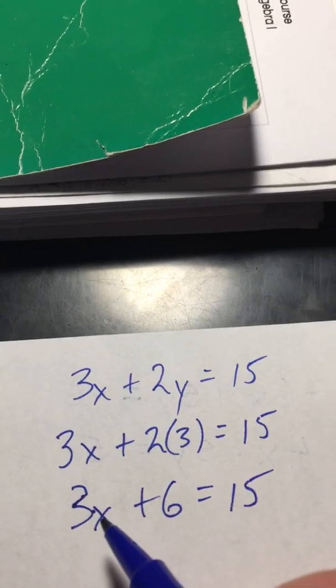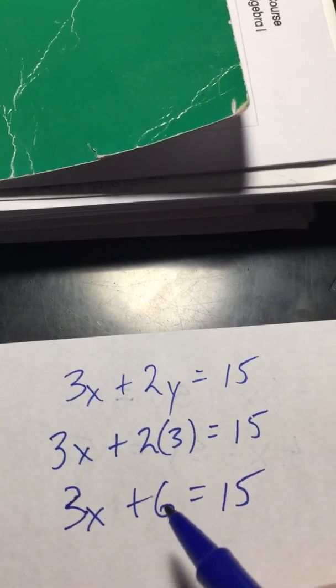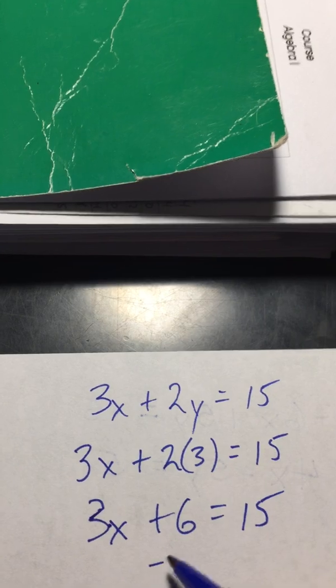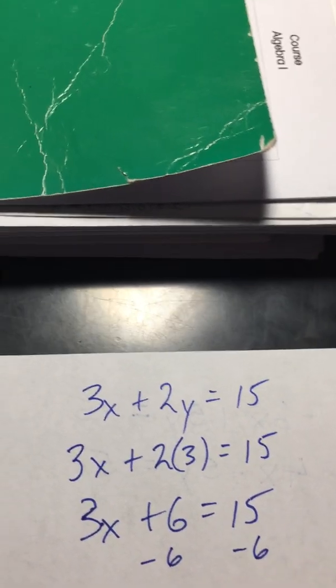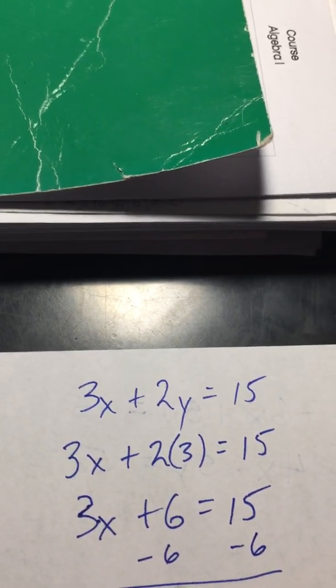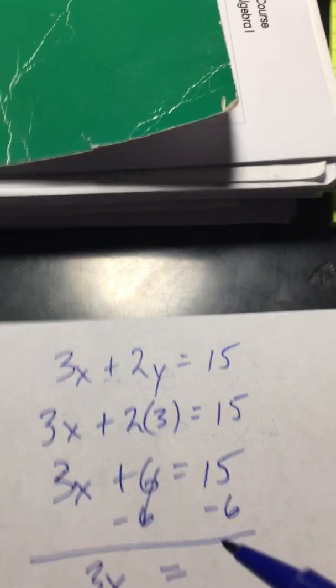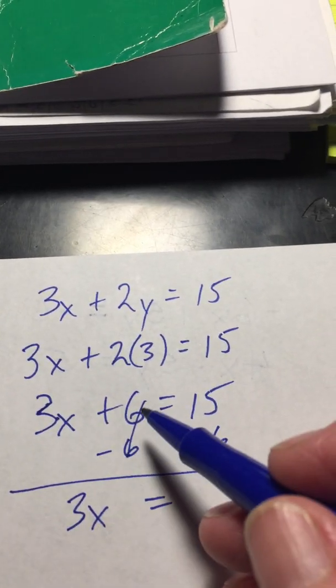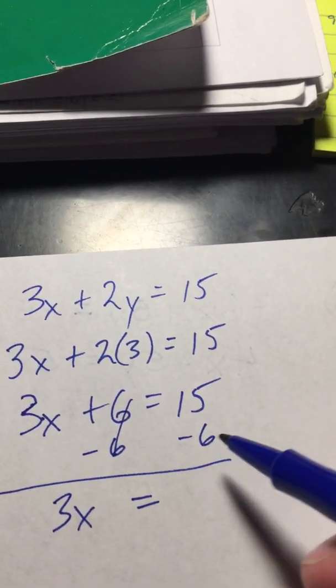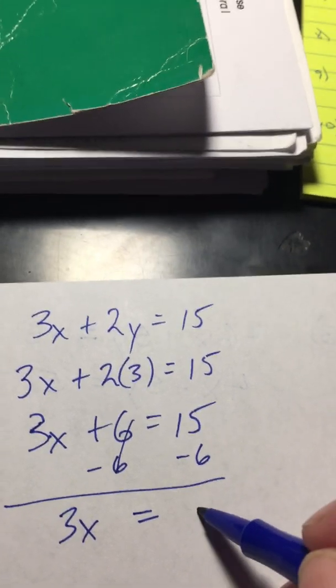And, of course, the goal is to get x by itself. Which one do we undo first? We get rid of the 6 first. So if I subtract 6 on this side, I must subtract 6 on the other side of the equal sign. 3x comes down, the 6's are gone, the equal sign comes down, and 15 minus 6 is a positive 9.